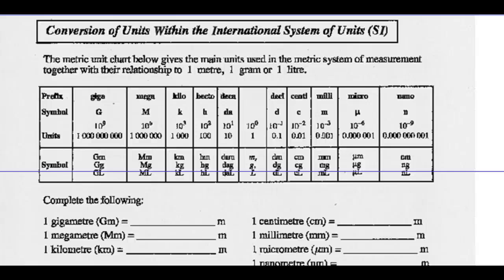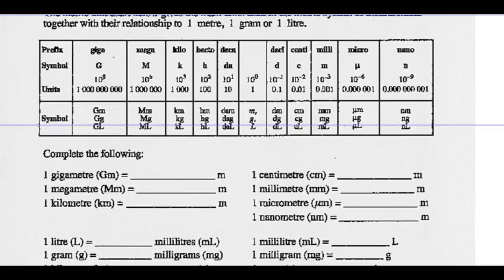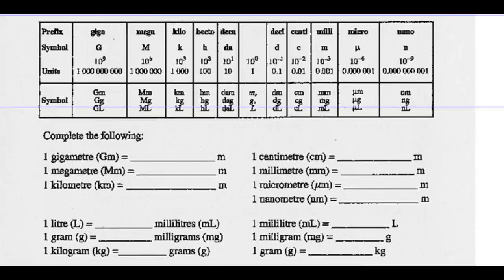Metric unit chart is given below. This will be on your formula sheet. It's also on the front cover of your workbook. So complete the following. Looking at this chart, 1 gigameter is how many meters? So here's meters. We have to go all the way to gigameters. We can see that 1 gigameter is 10 to the 9th meters, or 1 with 9 zeros after it. So you can use scientific notation if you want, or expanded form. That's the correct answer.